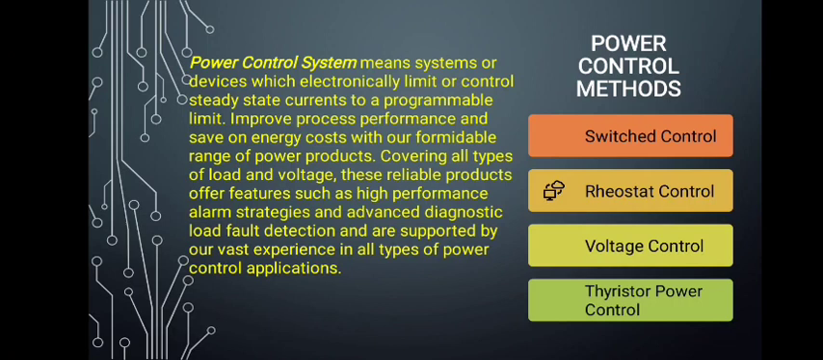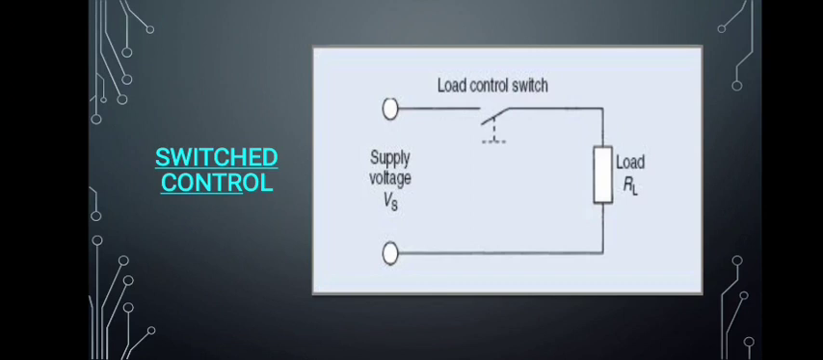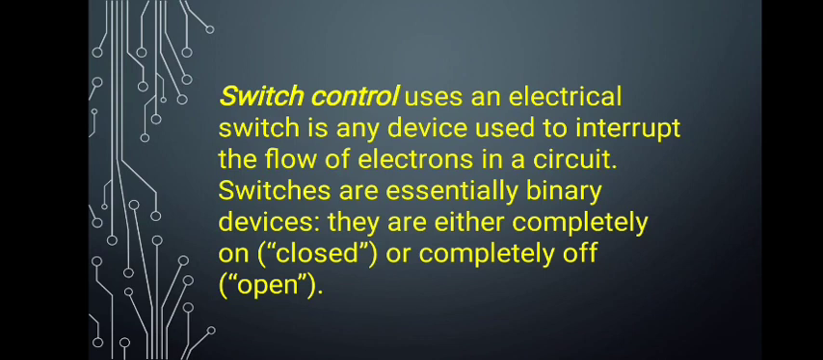Power control methods. Number one is switch control. Number two is rheostat control, voltage control, and lastly, thyristor power control. Switch control. Switch control uses an electrical switch, which is any device used to interrupt the flow of electrons in a circuit. Switches are essentially binary devices. They are either completely on or closed, or completely off or open.